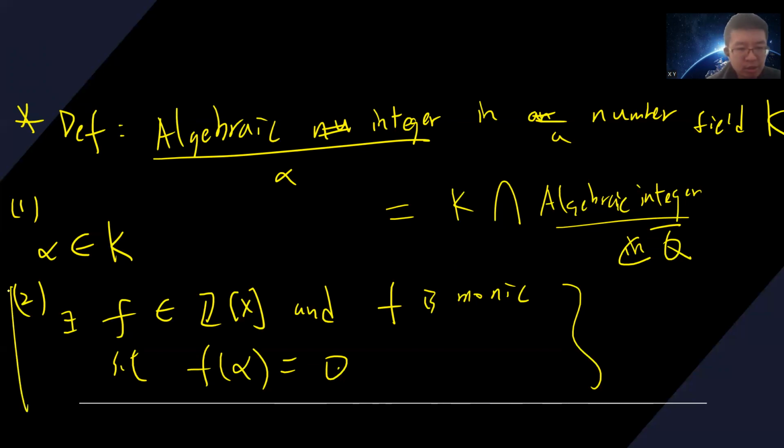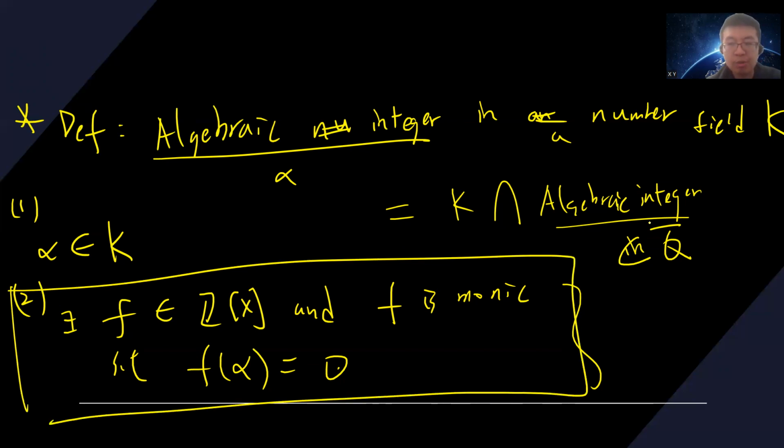So usually when somebody says algebraic integer, he or she is just referring to the second condition. But when I say the algebraic integer in the number field K, then I assume that this alpha also needs to sit inside K. Okay, and now we have another definition, which is for algebraic number.